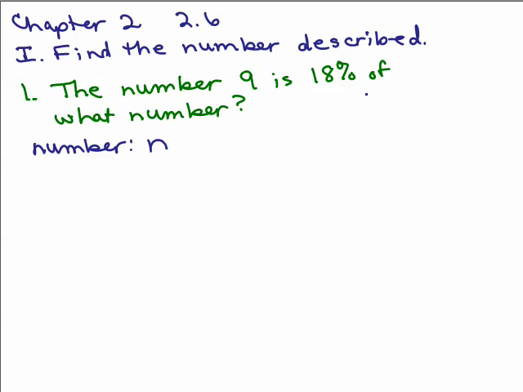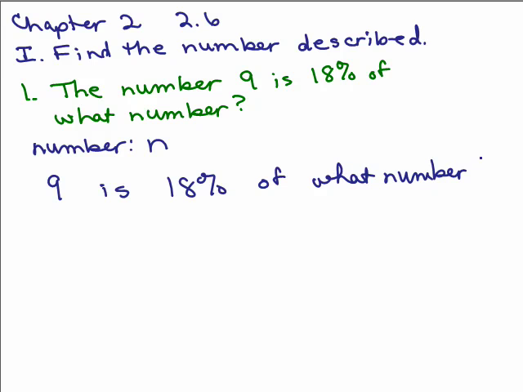It says 9 is 18% of one number. Let me write this out like this. 9 is 18% of what number? All right, make it more like a sentence. The "is" is the equal. So we have the 9. Now 18%, you need to change that to a decimal or a fraction. So you can write that as 0.18 or 18 hundredths reduced. For the moment I'm going to put 0.18. Of means you're going to multiply. I'm just going to put a little x. The number is n.